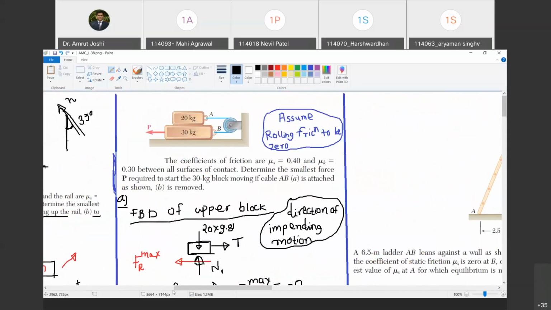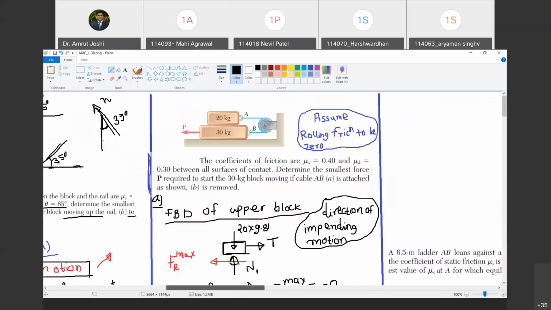Now comes an interesting problem. This is problem number 63 that we are now going to solve.